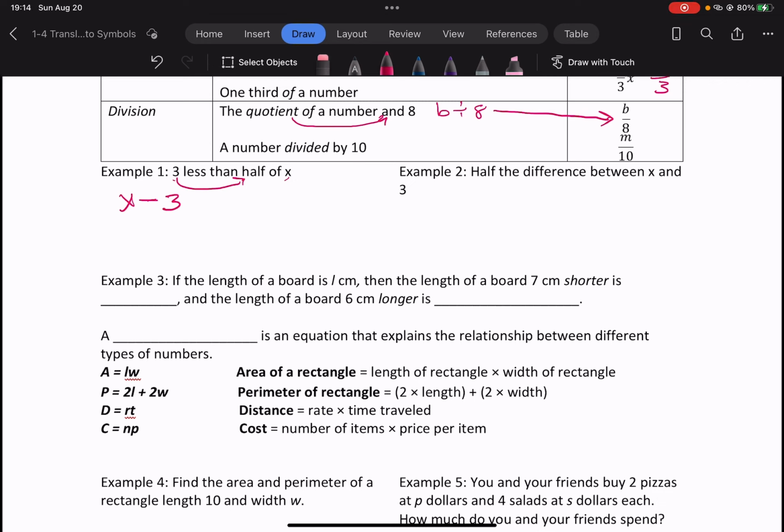Example 2 is going to be a little bit harder, so see if you can figure that one out. Take about a minute. Pause it, and I'll see you in a minute.